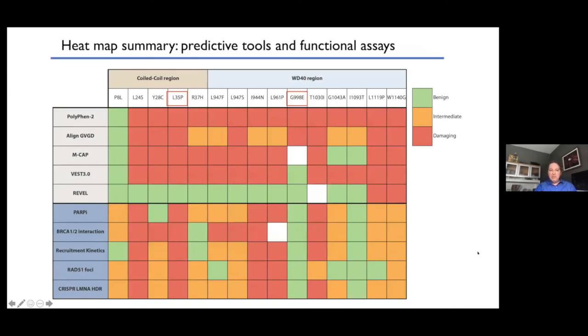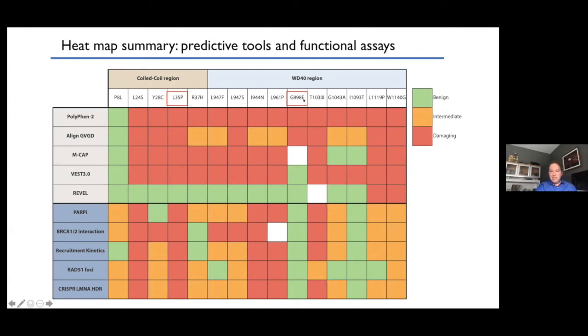Another thing that we learned from this is that the in silico predictive tools, which predict whether a specific variant would be benign, intermediate, or damaging, are not really good for PALB2. In the case of L35P here, although all our assays have shown that this is a damaging mutation, the REVEL program predicted that it would be benign.